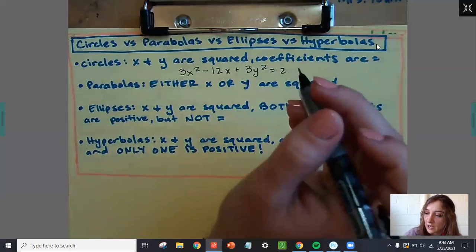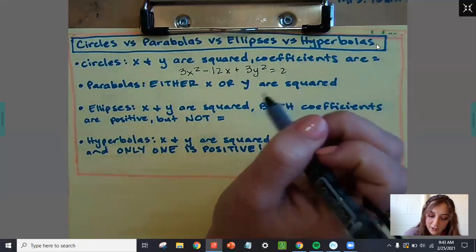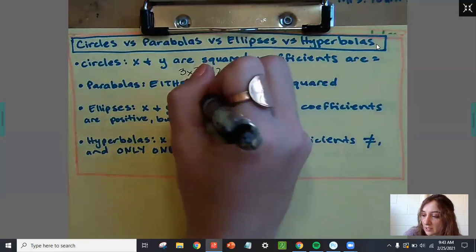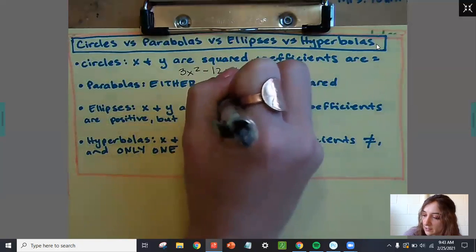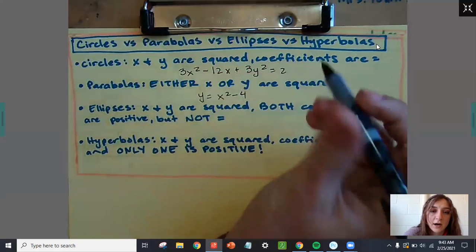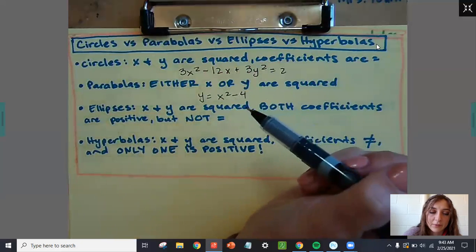With a parabola, either x or y are squared, so just one or the other. So an example is y equals x squared minus 4. So only one of them is squared with a parabola.